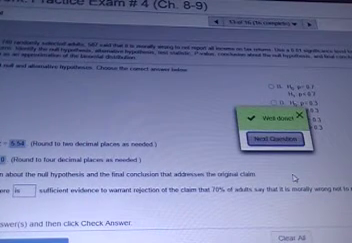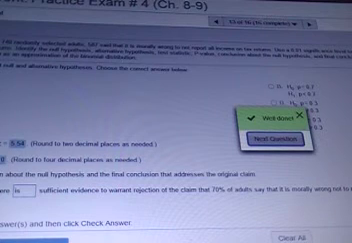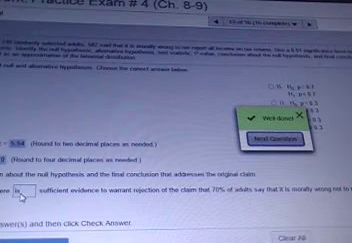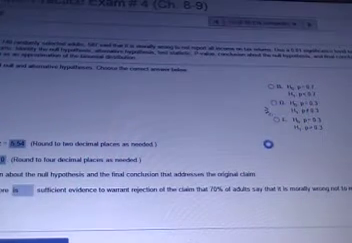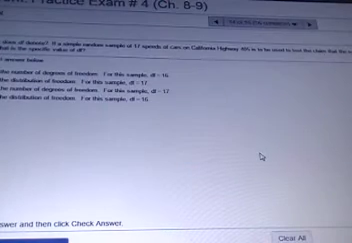So there's one problem. You're doing all the parts at once. You've got your null and alternative hypothesis, you're calculating a test statistic, you're calculating a p-value, and then you're doing a conclusion. That's a whole hypothesis test all in one problem, where the earlier problems were just doing some of the parts.